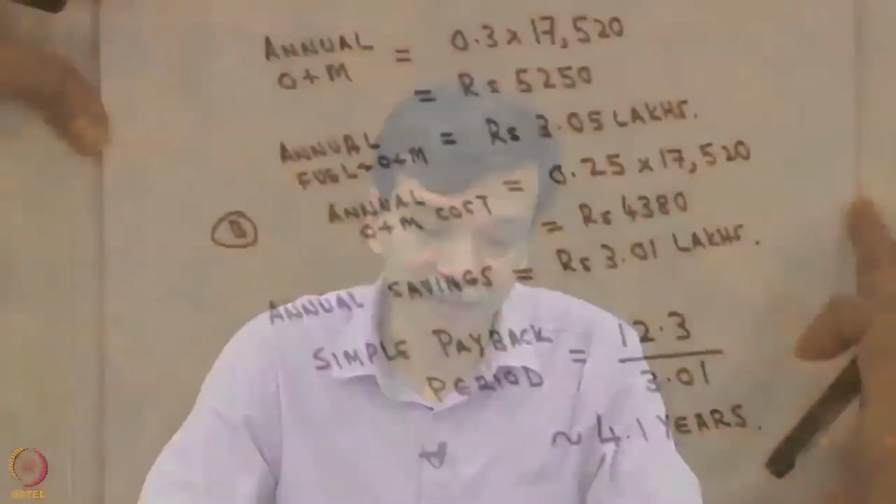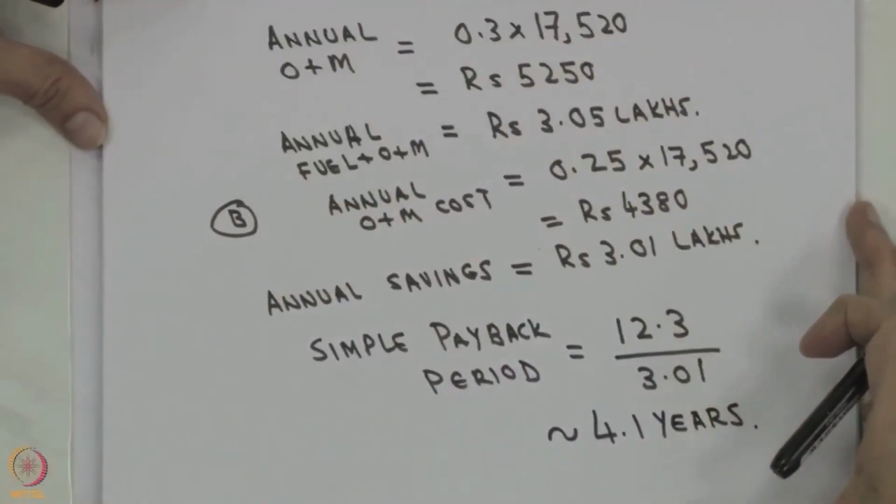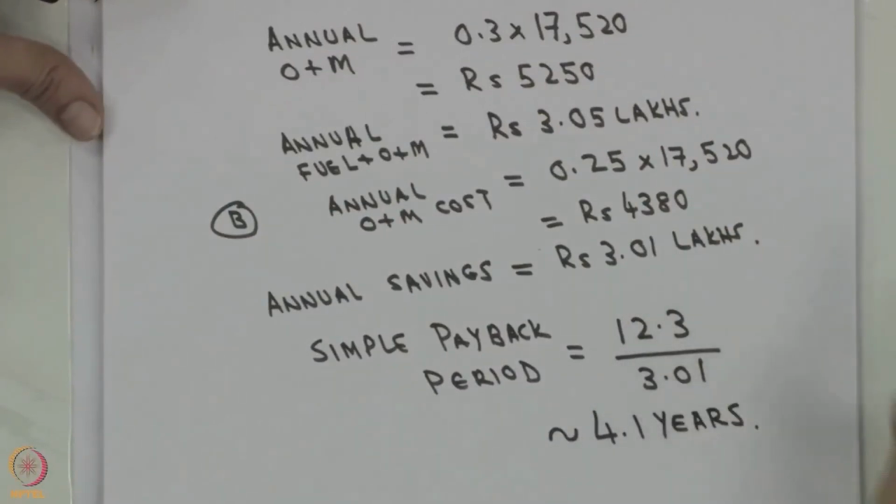Simple payback period, and this is just going to be the incremental investment, which was 12.3 lakhs divided by 3.01 lakhs, which turns out to be approximately 4.1 years. Now, depending on the company, as we had said, if you look at a company which has a payback period of 3 years or so, then this is not viable.